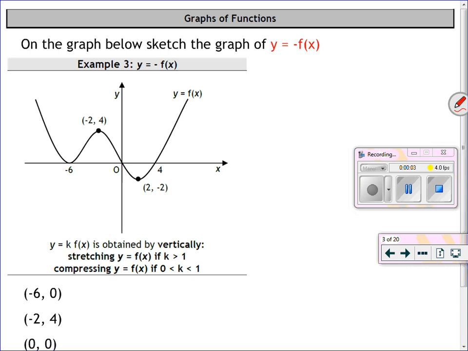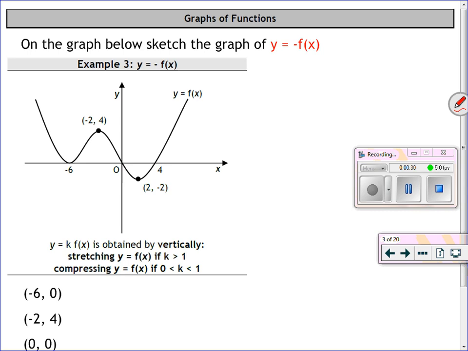Okay, the next transformation is the vertical flip. And we know that a graph has been flipped vertically if we have a negative at the front of the function. So we have a graph of f of x, and we're asked to sketch the graph of negative f of x. That means that we take the graph and we flip it upside down vertically.